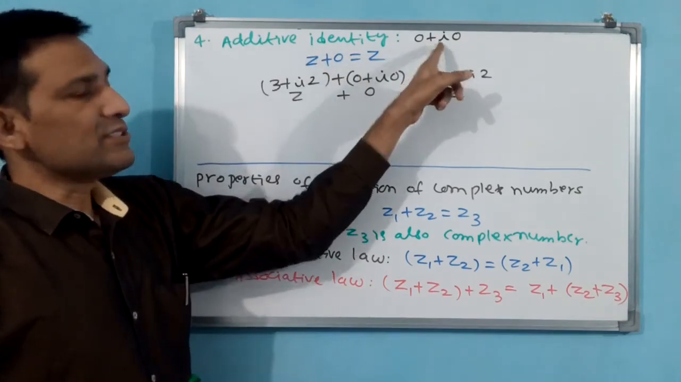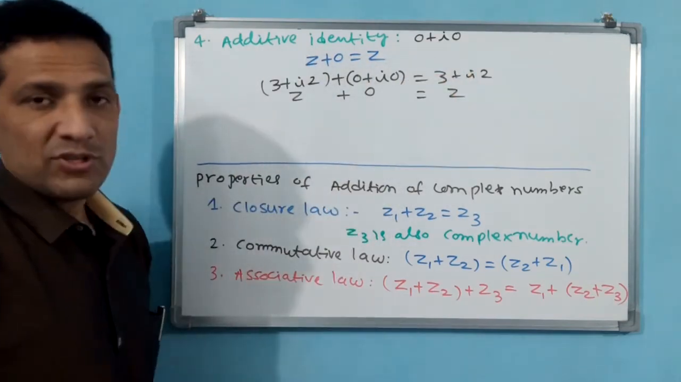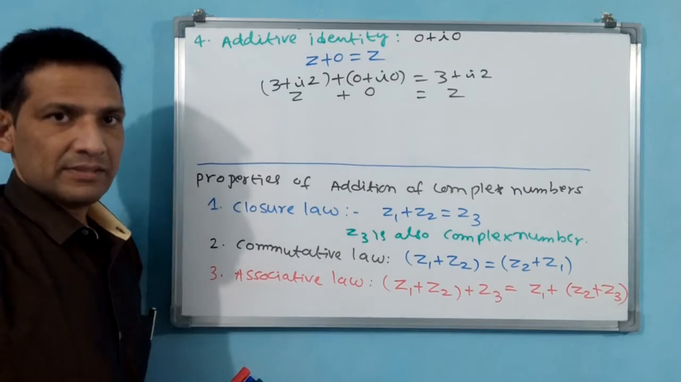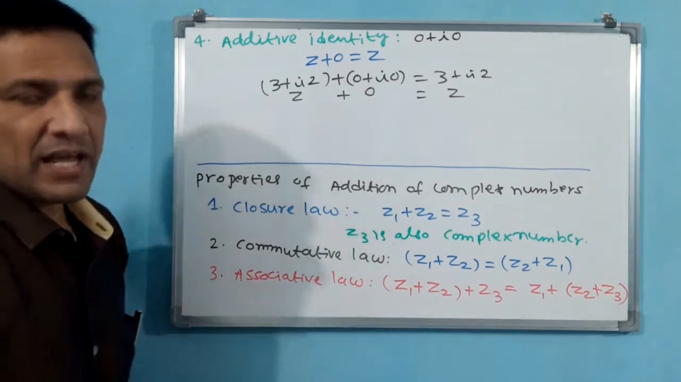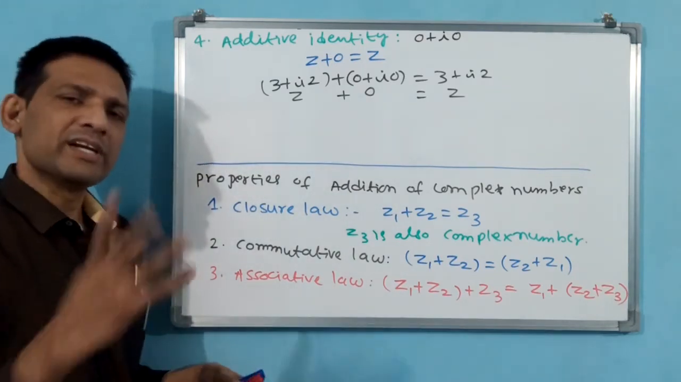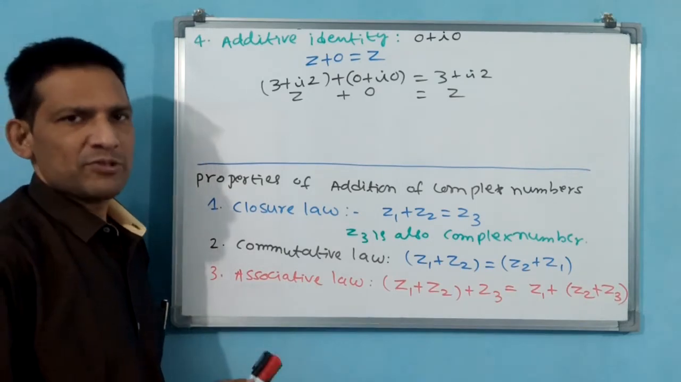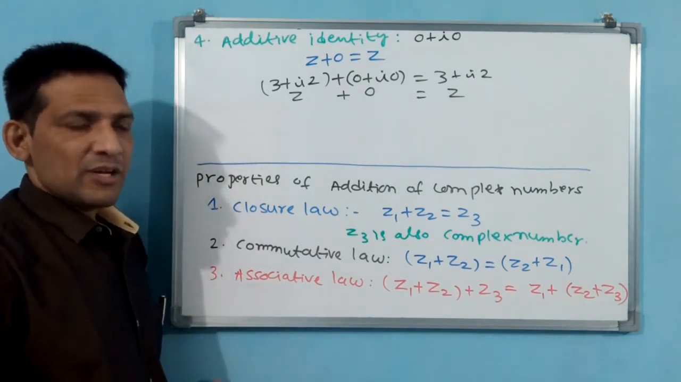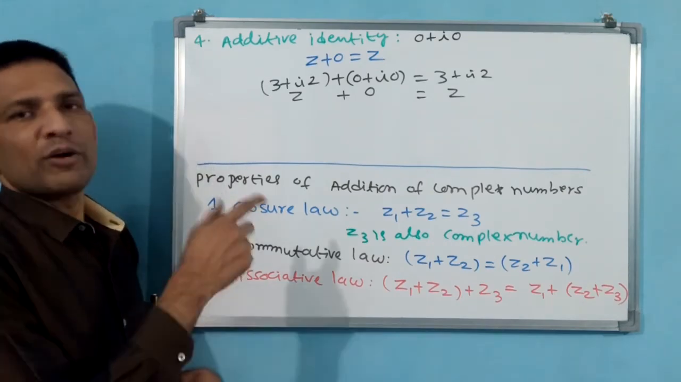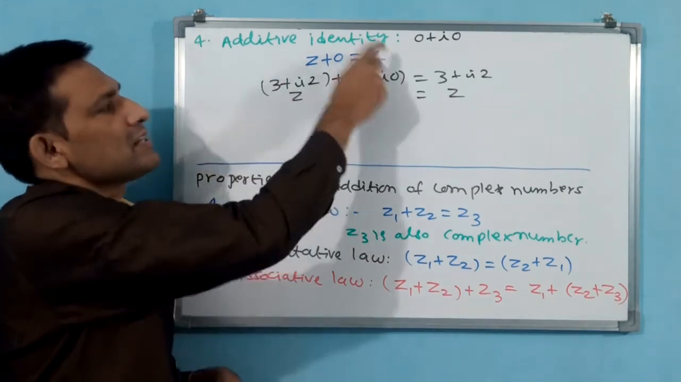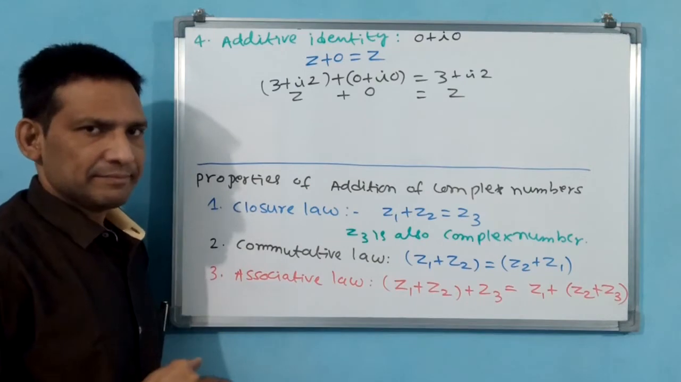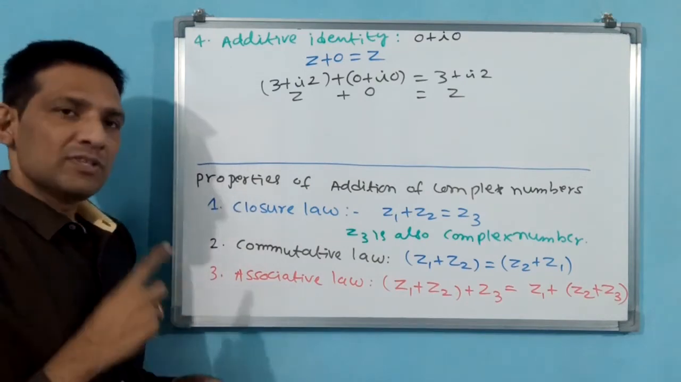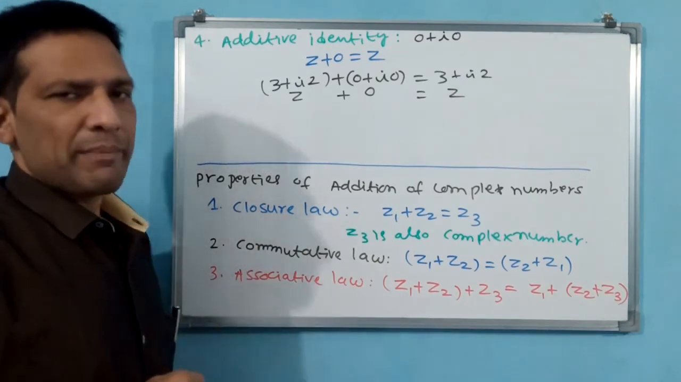Additive identity is 0. That means 0 is the additive identity. You understand, na? You can write 0 or 0 plus i0, both are the same. That is the additive identity. If you add 0 plus i0 to any complex number, the same complex number is going to come again. Now this is the additive identity property.